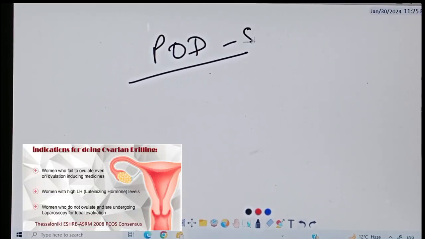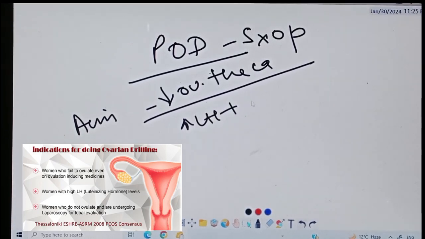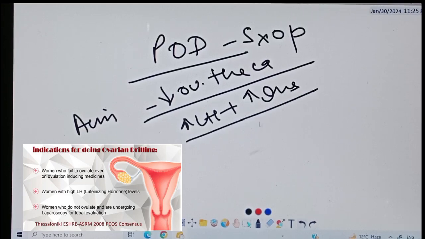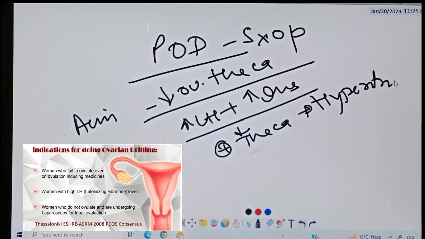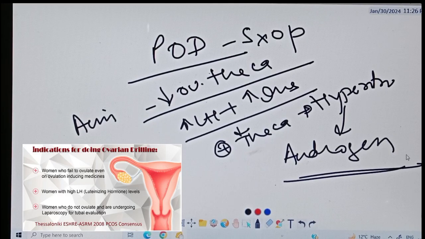So this is a surgical option. What does it do? Basically, what is the aim? It reduces the ovarian theca. So what happens in PCOS? There are increased LH levels, plus increased insulin levels. So it stimulates the theca cells, causing hypertrophy, and then androgen levels are raised. So with polycystic ovarian drilling, the ovarian theca is damaged.